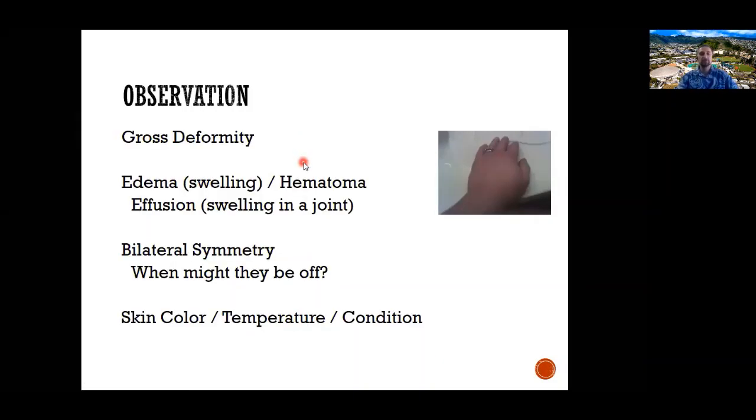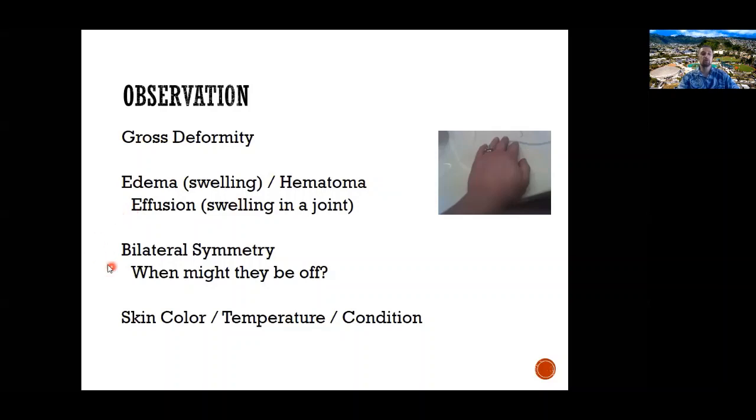Okay, so when we're observing the area, we want to make sure that we're checking for gross deformity. That would be things like an obvious fracture or a dislocation of the joint and the bones that make up the joints. And then our next one down, any types of swelling or effusion. So we'll talk about these terms a little bit. Edema would be more widespread, like you can see this hand that's really swollen. And then effusion would be specific to just swelling inside of a joint capsule. And then a hematoma, remember heme refers to blood, so that's an injury that is swelling and blood related.